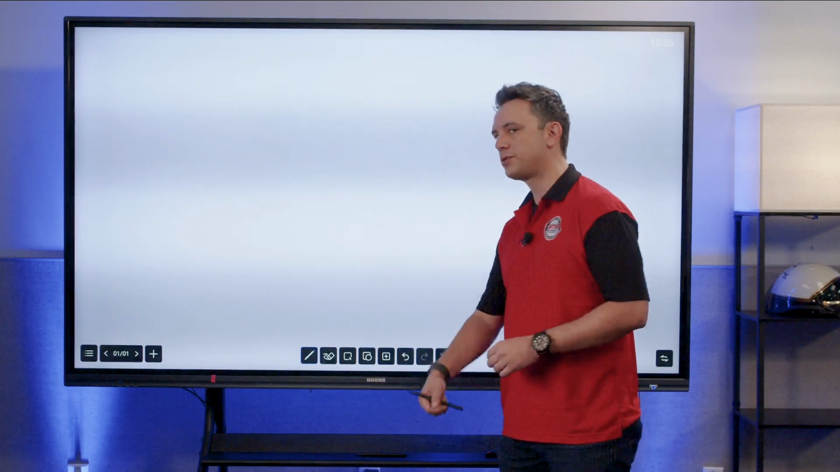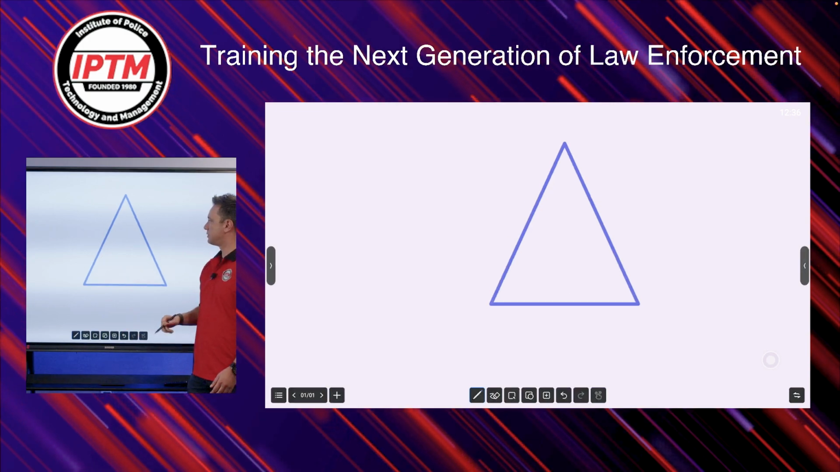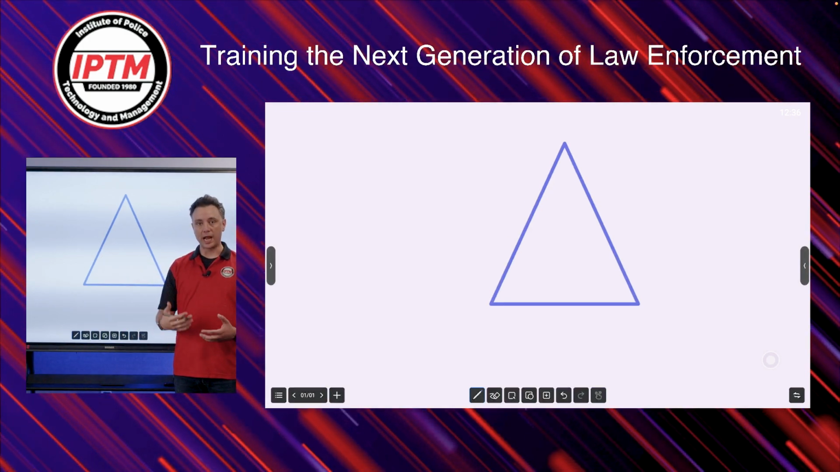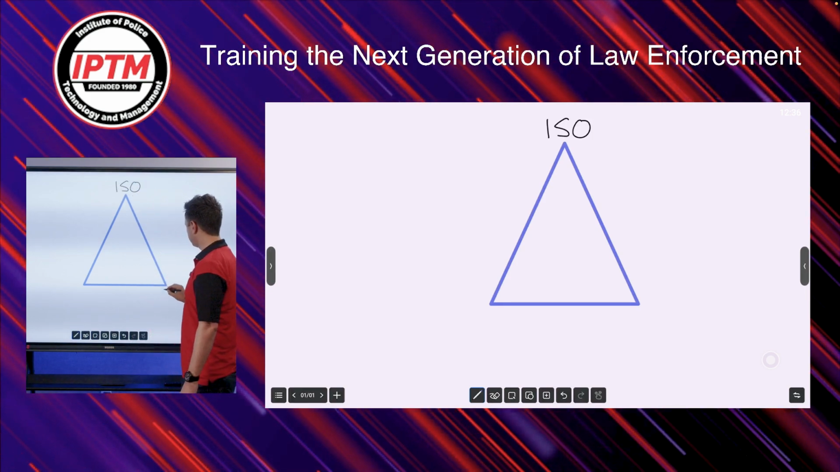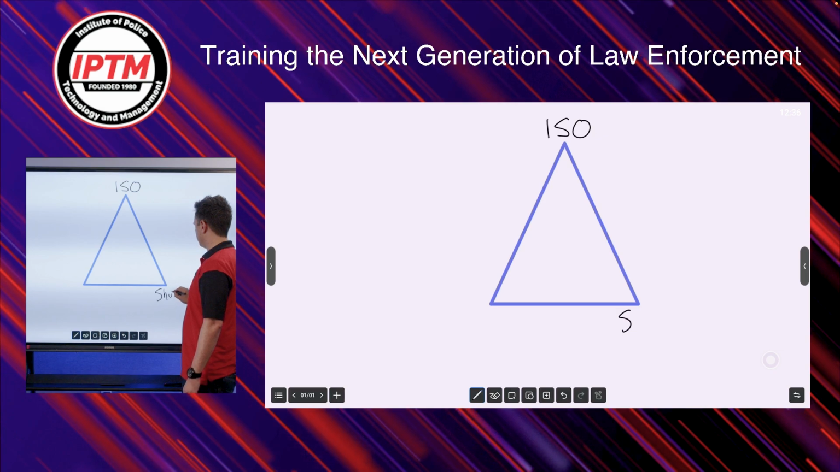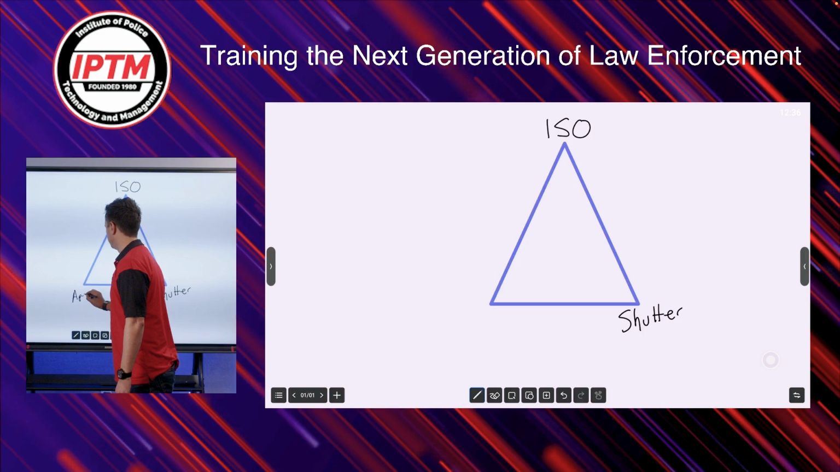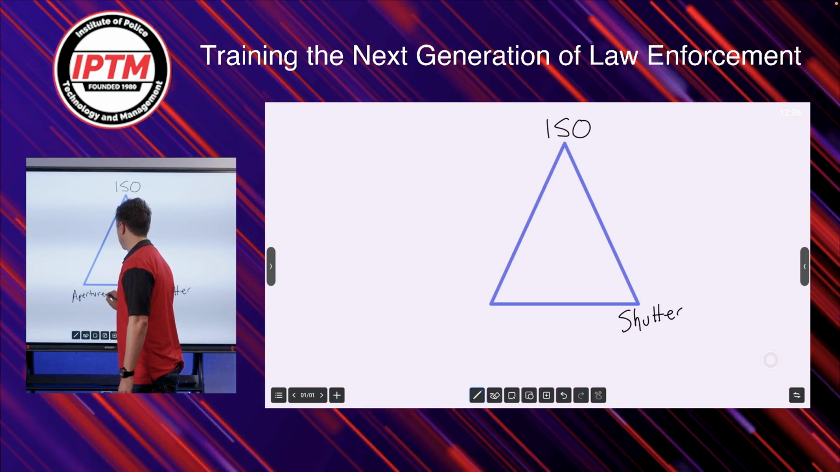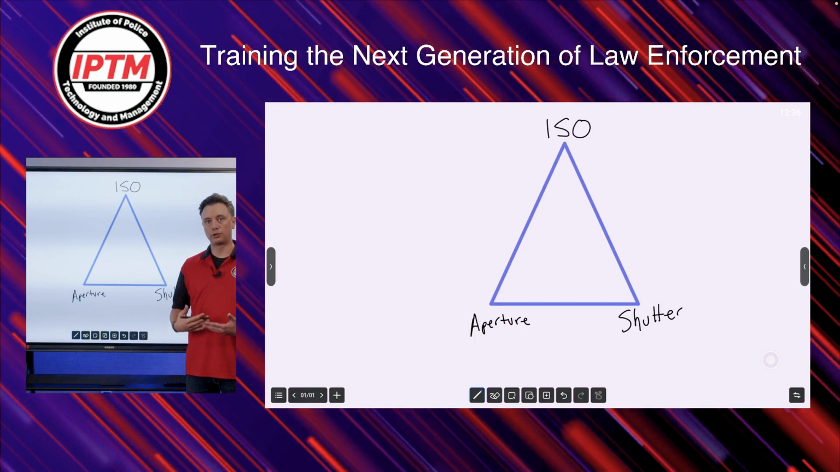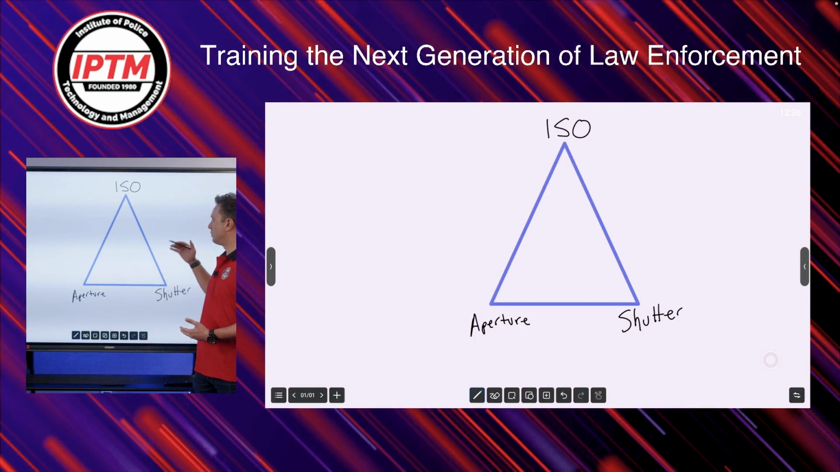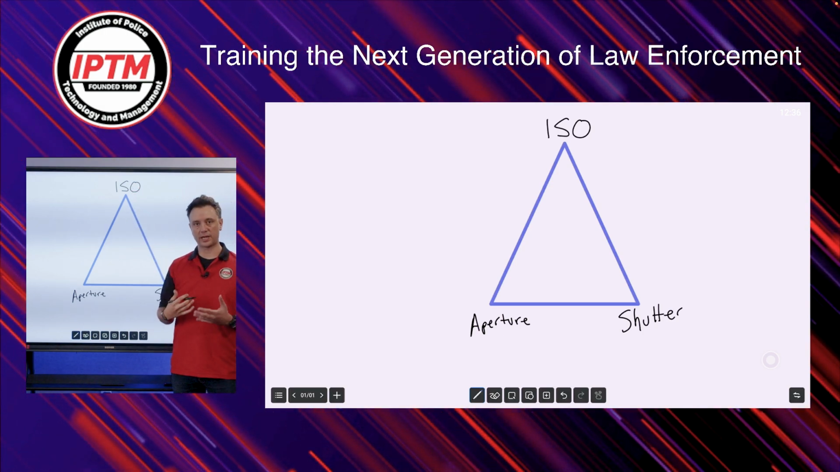All right, so the exposure triangle is basically a way to look at the three main elements that help us create a digital image. And they are ISO, shutter speed, and aperture. Now, all three of these things work in conjunction to create a digital image. So, ISO is basically the sensitivity of the sensor in your camera, right?